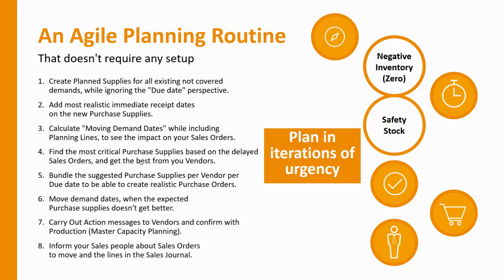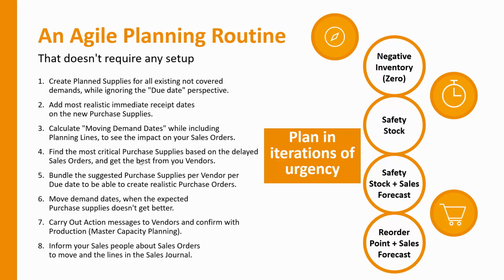So from here, first of all, calculate negative inventory, then per safety stock, and then maybe safety stock and forecast, then reorder point, etc. So you need to define those iterations, what makes sense for your company. And depending on the time it takes, you might want to leave the lines in the planning or the quick journal until you're done, so you have the best purchase orders.